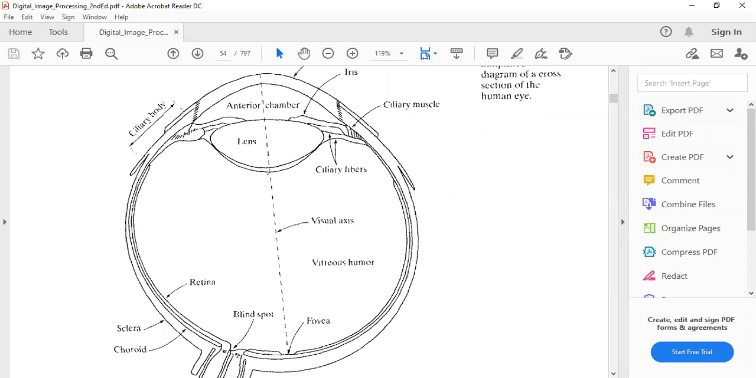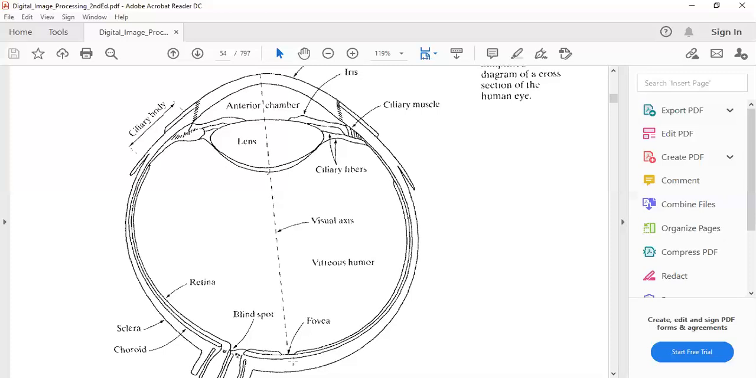Okay, and we have the anterior chamber. This is the part which is responsible for collecting the light. It will collect light from the cornea, and it will feed it onto the lens. Okay, we will see those things later. Understood, right?